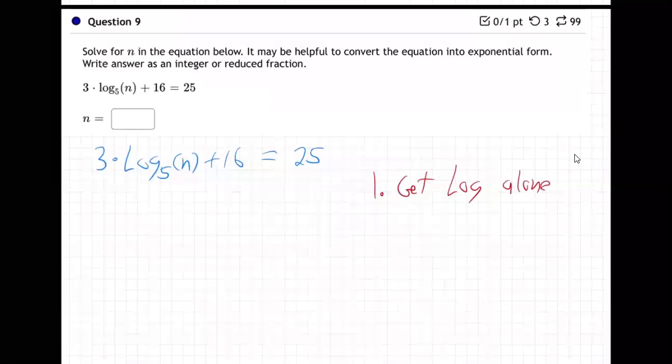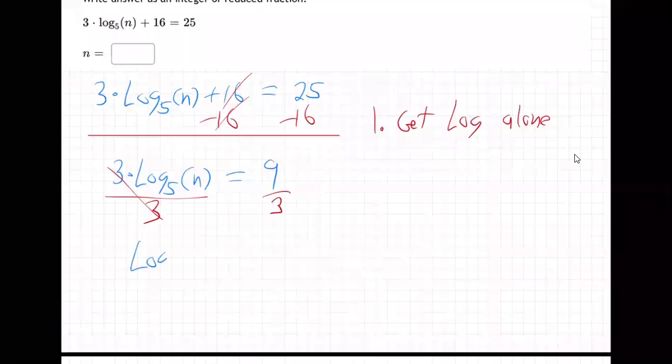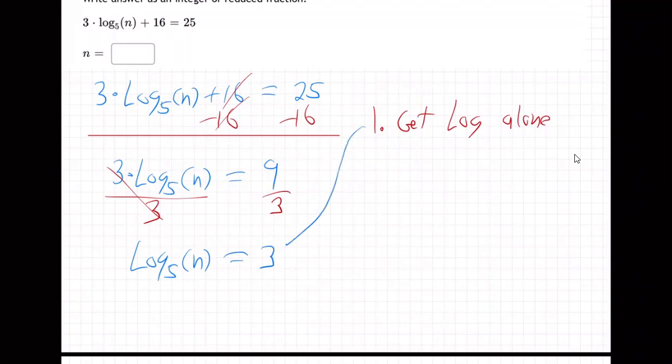Get the log alone. So we're going to subtract 16 from both sides. And we get 3 log base 5 of n is 9. And then divide by 3. The log base 5 of n is 3. 9 divided by 3 is 3. Okay, so we got the log alone.